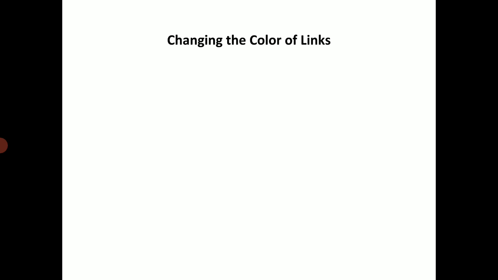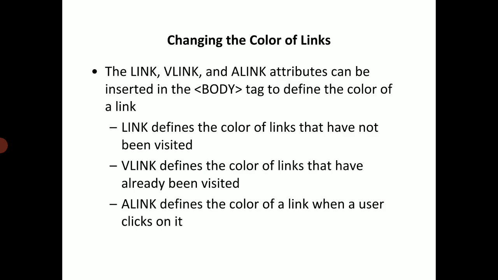And changing the color of the links. To change the color of the links, there are three attributes: link, vlink, and alink attributes, and they are inserted in the body tag to define the color of a link. First one, link, defines the color of links that have not been visited, and vlink defines the color of links that have already been visited, and alink defines the color of a link when a user clicks on it. Okay, so these are the three attributes to change the link's color.